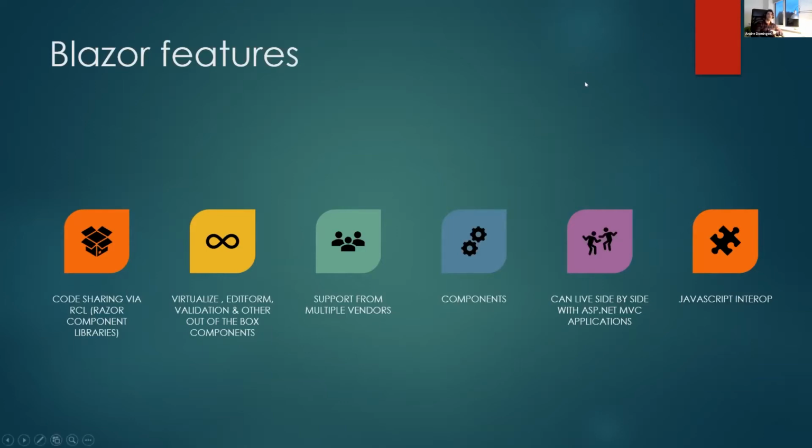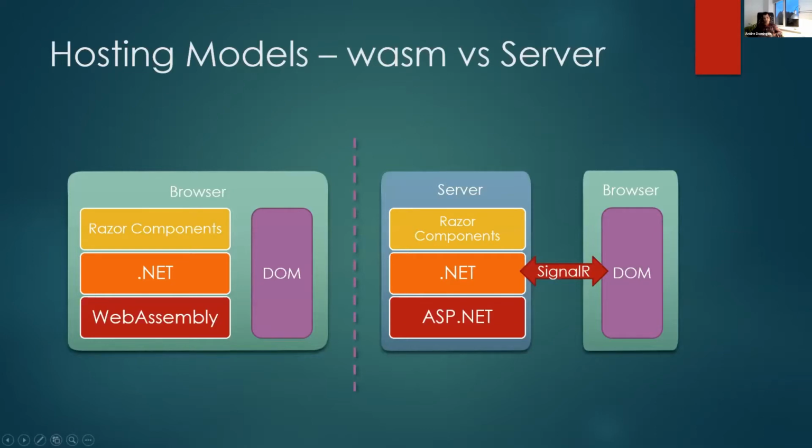So these are some of the features, but where Blazor gets really, really interesting is that you have two flavors of Blazor. You have Blazor WebAssembly and you have Blazor Server. And even though you can reuse components in both types of applications, the way they're hosted and interact are quite different. So on the left side there, we have Blazor WebAssembly, right?